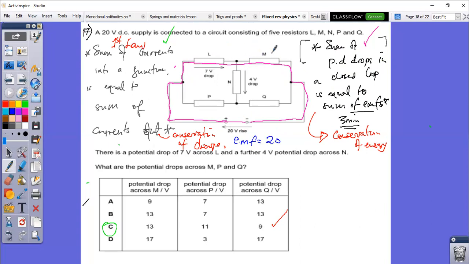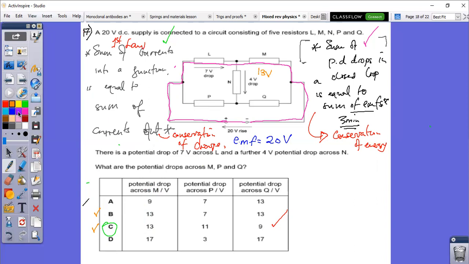So what should the drop be across M? I don't know. The sum of PD drops must equal the sum of the EMFs. There is one EMF of 20. I've lost a PD of 7. What have I lost over M? 13. Good. We're literally applying the law as it is. Very good. So this here is 13 volts. Excellent. That is 13 volts. So I know my answer is now down to B or C. One of these, B or C.